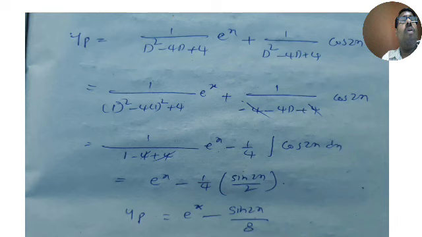Now let us go to yp. So what is yp, guys? yp is equal to 1 by (d square minus 4d plus 4) of e power of x plus 1 by (d square minus 4d plus 4) of cos 2x, because we have to separate the first term e power of x and cos 2x, since there are two methods. In a single method we cannot take it up. So I am applying e power of x and cos 2x separately, as two separate terms.